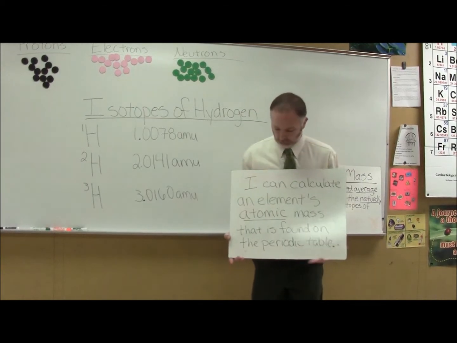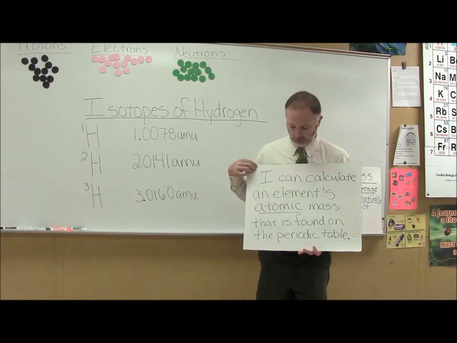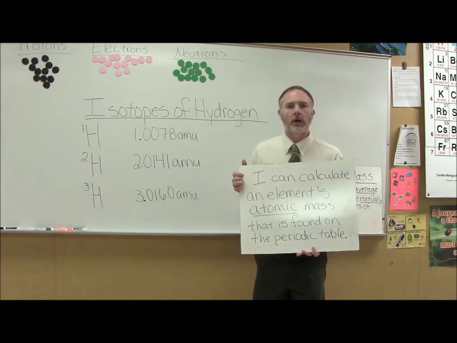Alright, so hello again. So what we're going to do now is calculate an element's atomic mass that is found on the periodic table.